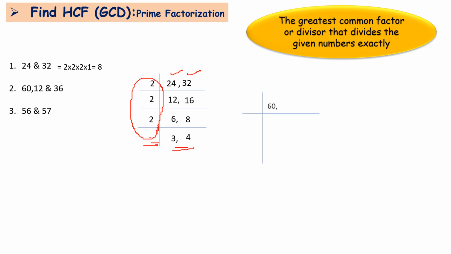Now next is 60, 12 and 36. So once again we can start with 2. So 2 times 30, 2 times 6, 2 times 18. Once again you should be thorough with your tables for HCF and LCM.